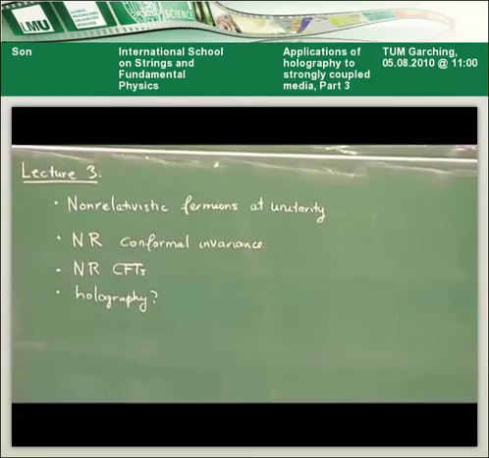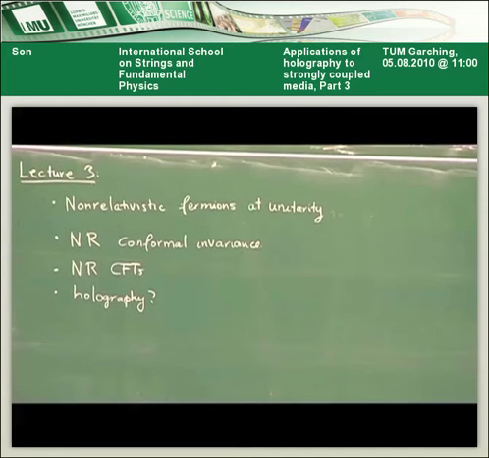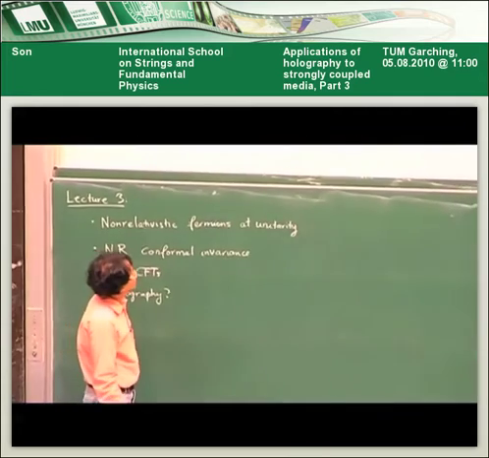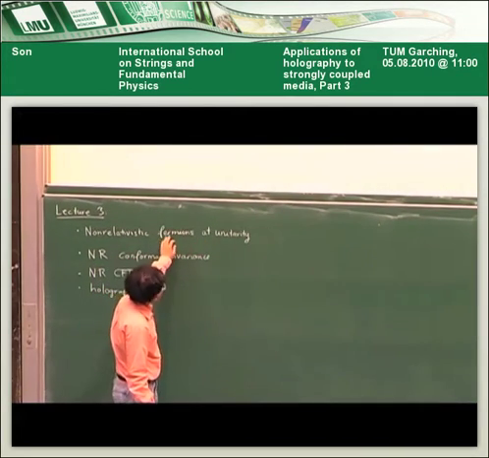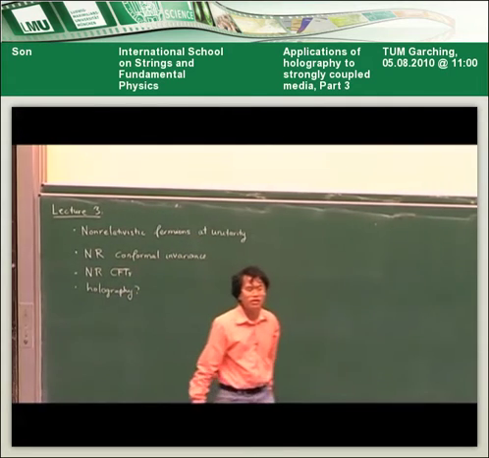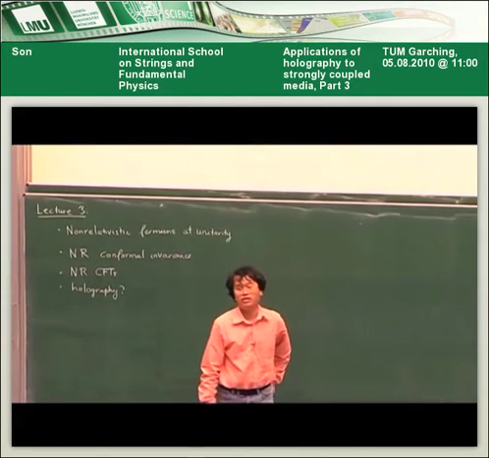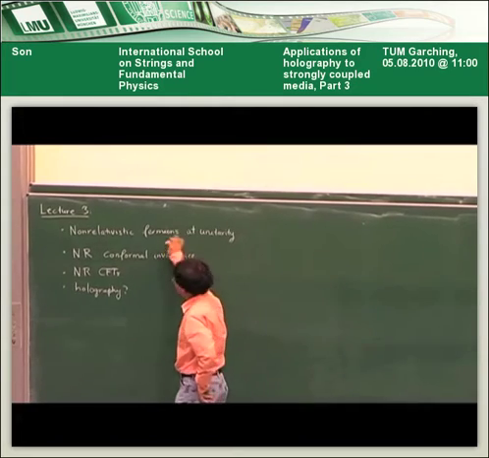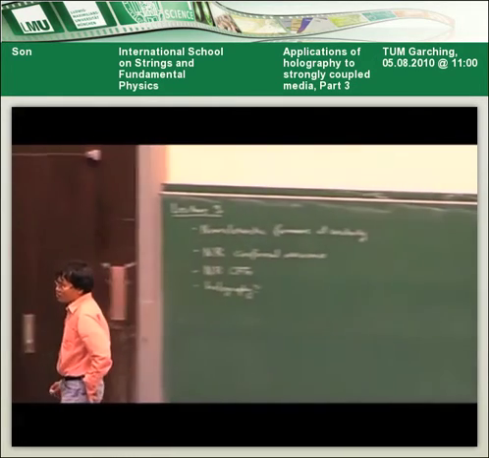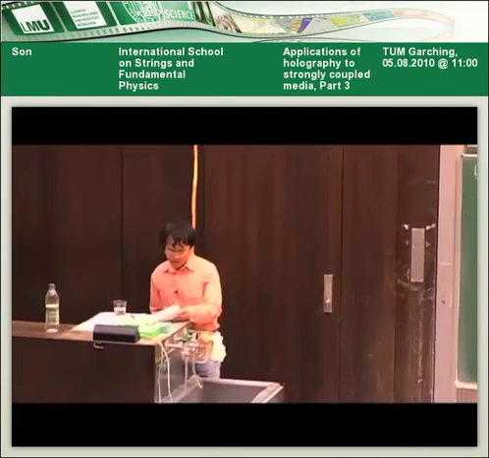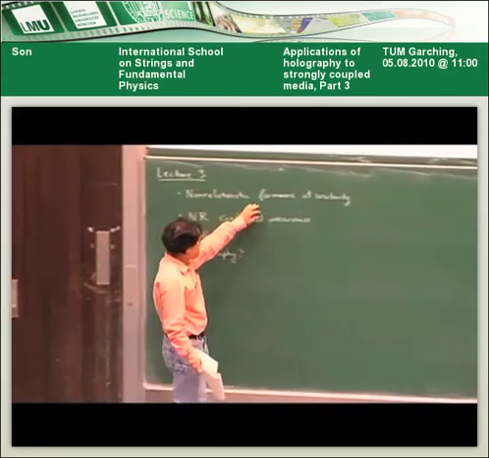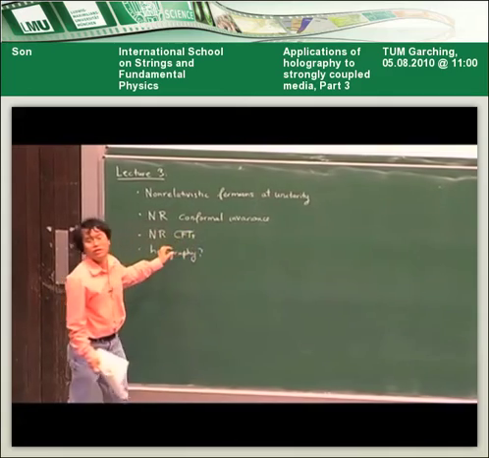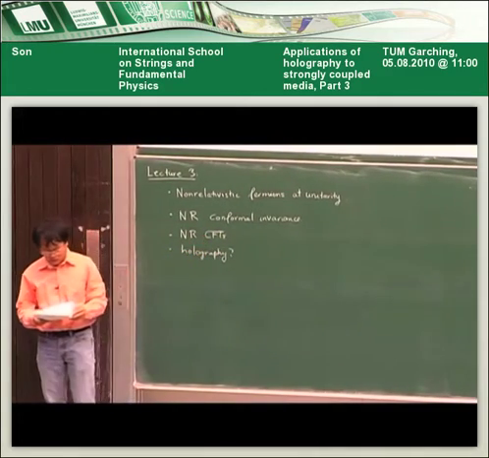Relativistic physics. In fact, most of the interest in this subject comes from the experiment done with the realization of something called fermions at unitarity. So we are going to explain what fermions at unitarity is, and then we'll try to understand the more formal aspect of this system, fermions at unitarity.